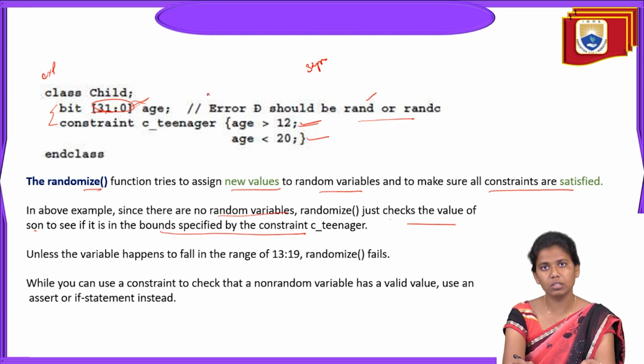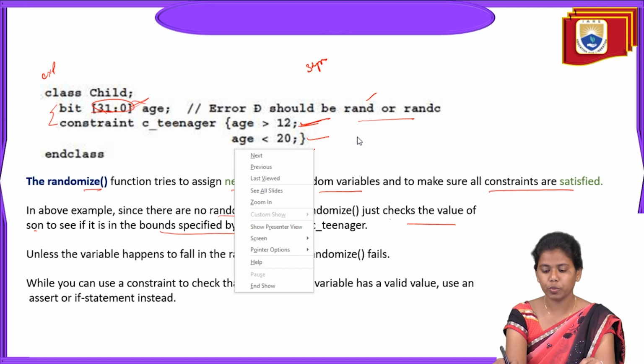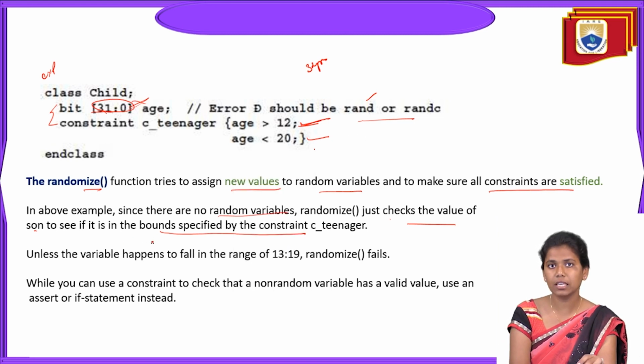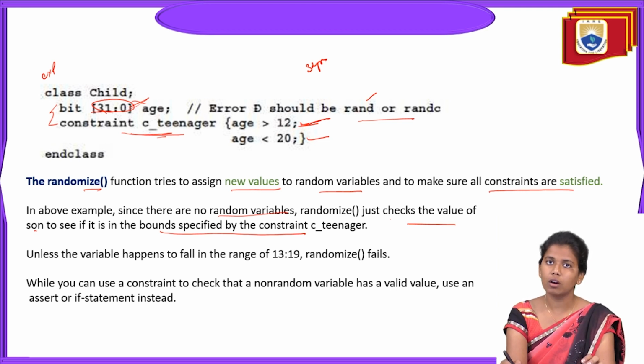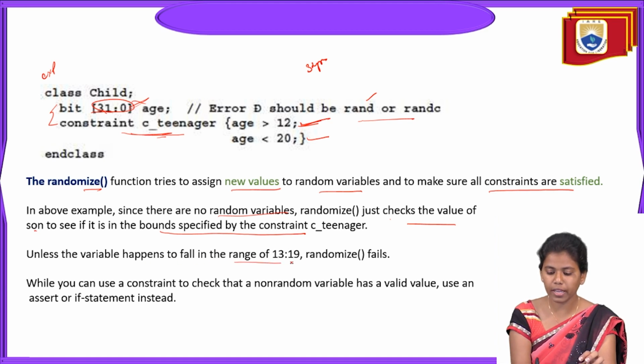What we can see is that they just mention the age: one age is above 12 and the other age is less than 20. We can see the bound is specified by the constraint c_teenager. This constraint is only specifying the age, which could be greater than 12 or less than 20. Unless the variable happens to fall in the range 13:19, randomize fails.